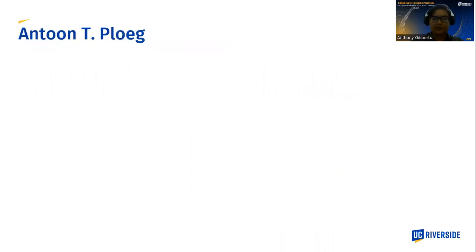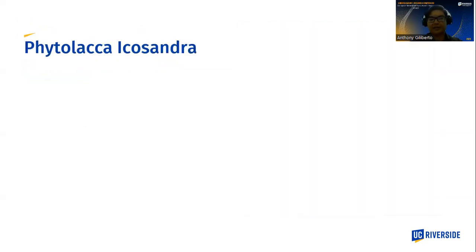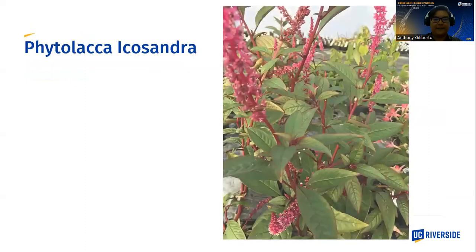So I'd like to introduce to you Antoon Ploeg, who is a professor of CE in nematology at UCR. And one day he was looking for nematode structures on the root system of this plant. He didn't find any nematode structures, but he did find some interesting growths instead. So he dropped off the plant at our lab. And that's how we were able to obtain our first sample of Phytolacca acinosa.